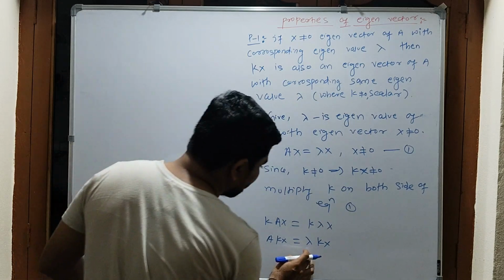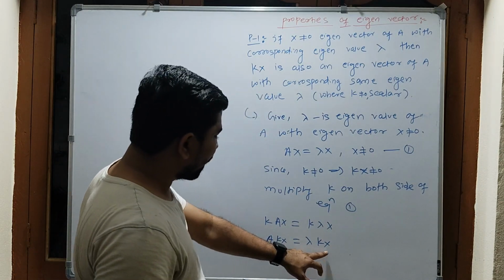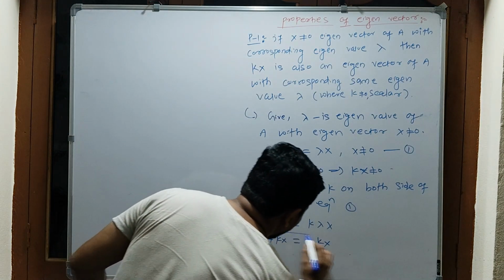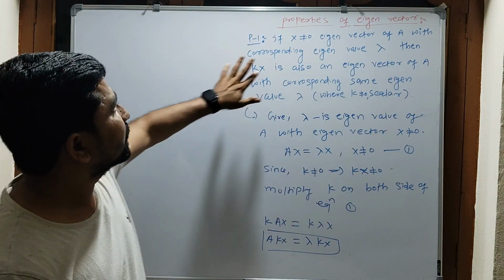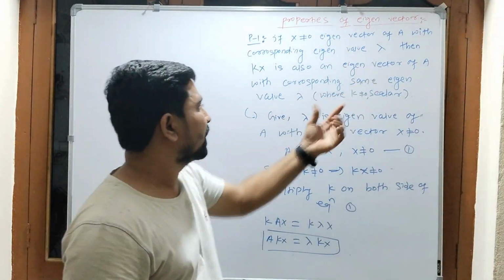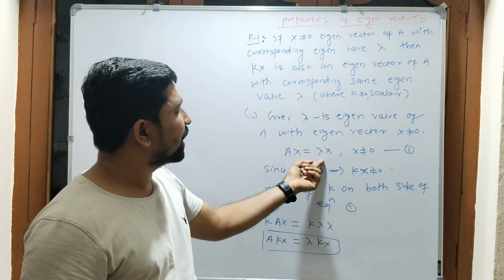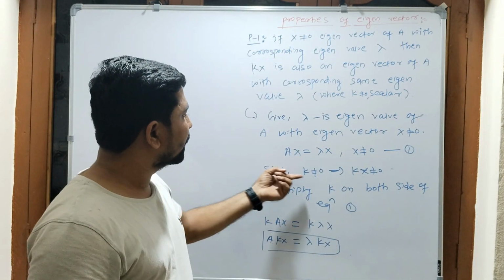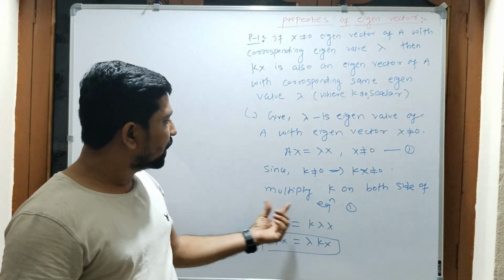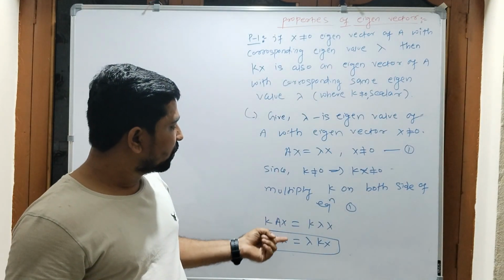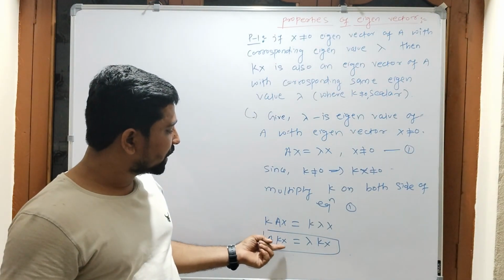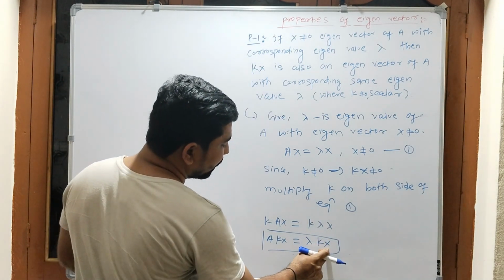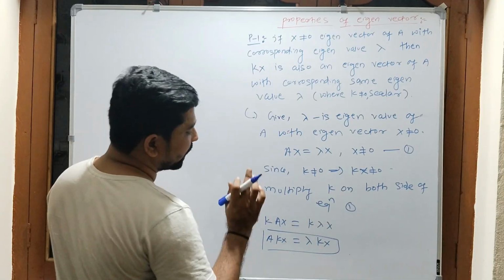So this means that kx is an eigenvector of A with eigenvalue lambda. That is our proof. Here they are saying if x is the eigenvector of A with eigenvalue lambda, that is Ax equals lambda x, this means lambda is the eigenvalue of A with eigenvector x. Since x is non-zero and k is non-zero, then kx is non-zero. Then multiply k on both sides of this equation, and we get A times kx equal to lambda times kx. This means that kx is an eigenvector corresponding to eigenvalue lambda of the matrix A.